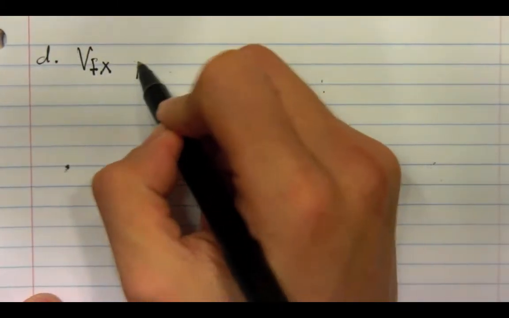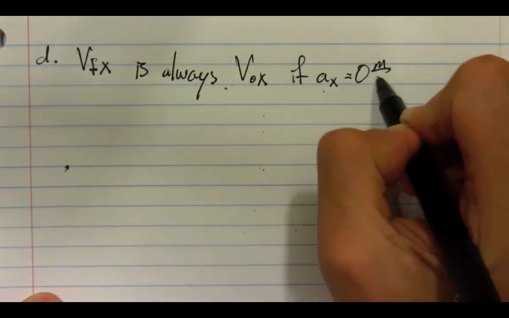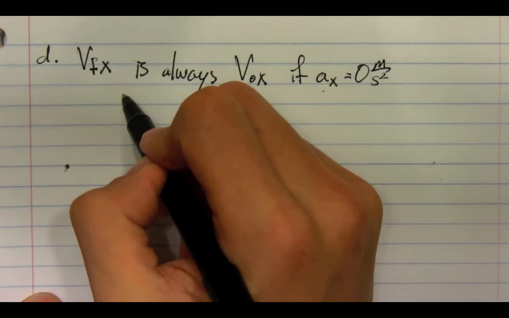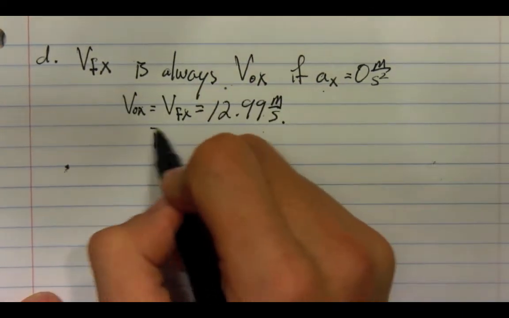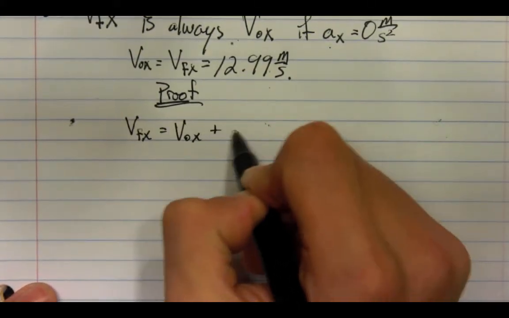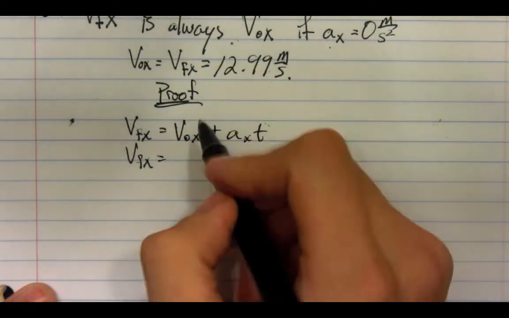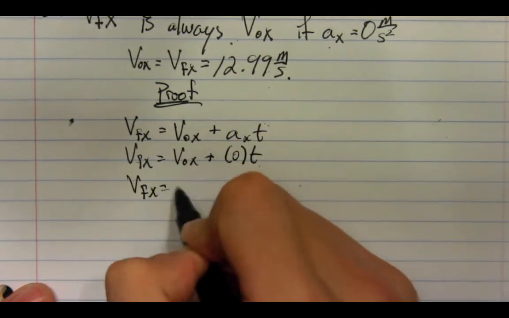Now, VF of x is always the initial velocity if a sub x is 0 meters per second squared, meaning that it doesn't speed up or slow down unless there's air resistance, or stated otherwise. Here's a little proof to show that my VOX and my VF of x are both 12.99.